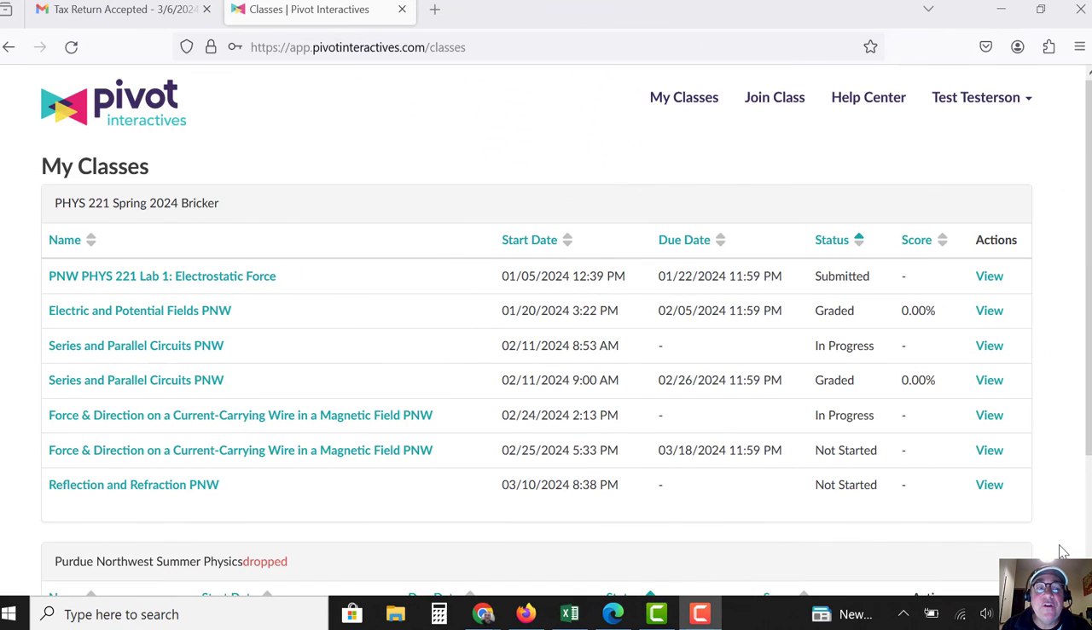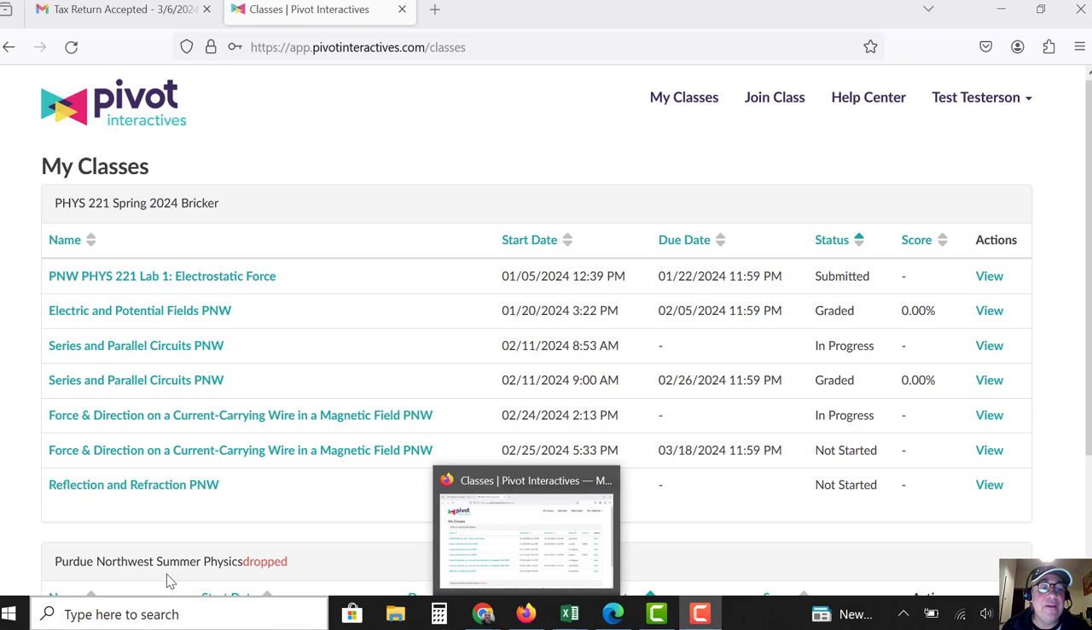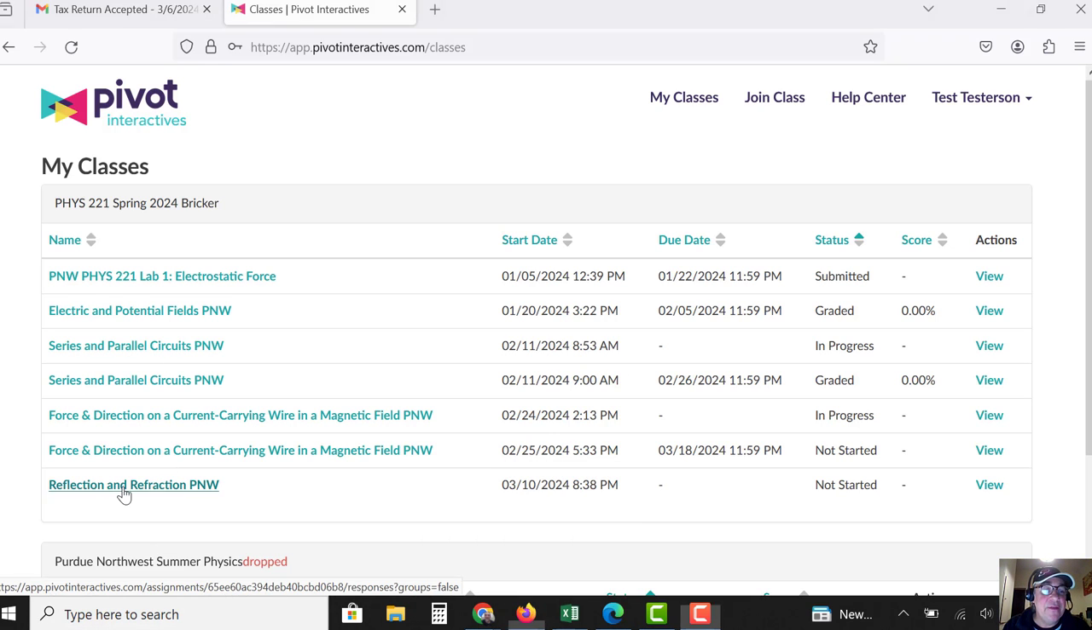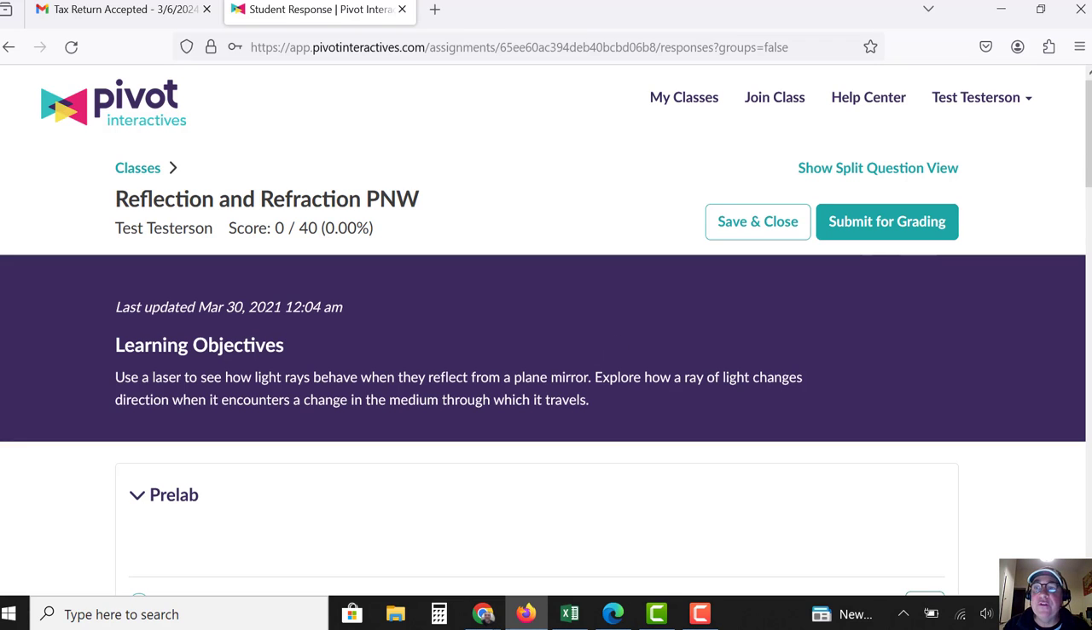Hi everybody, this is Dr. Bricker here with an introduction to reflection and refraction P&W. So it looks something like this. So this deals with reflection of light and refraction of light.